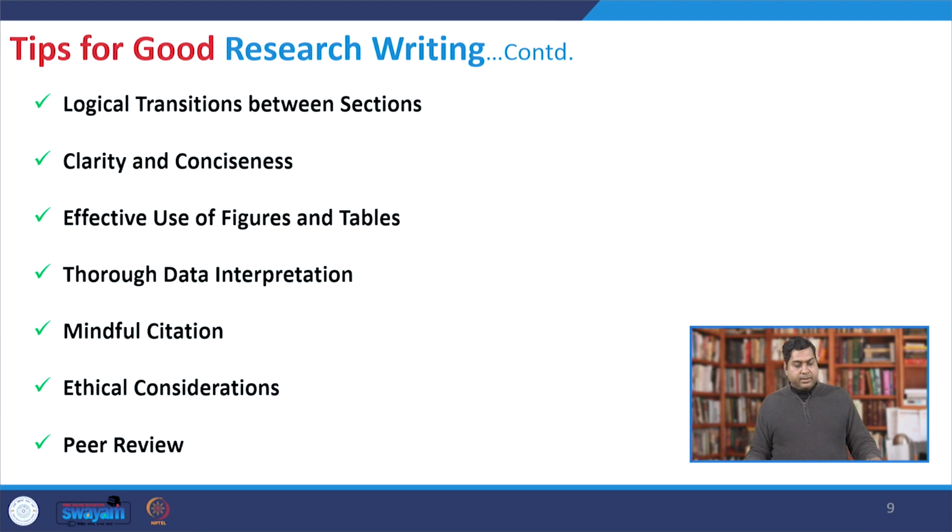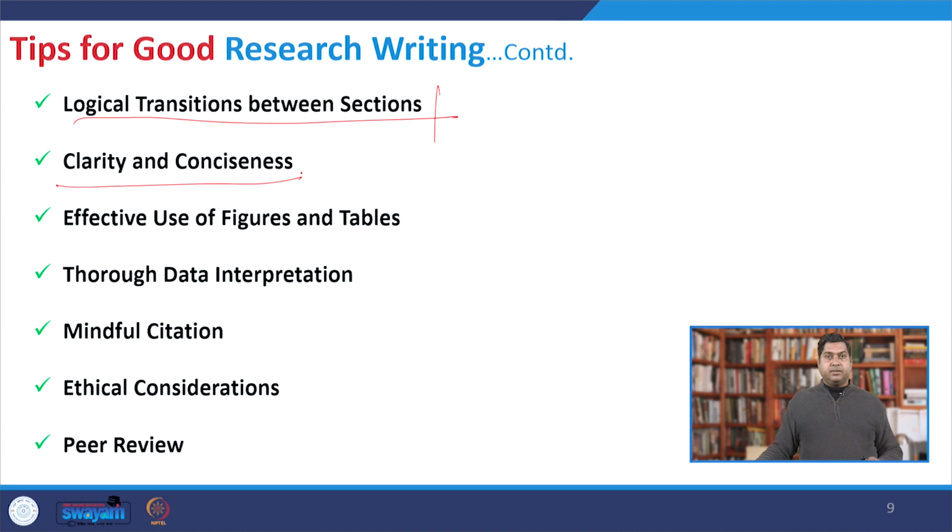Now the next thing is a logical transition between sections. If you have sections like introduction, methodology, database, data analysis and discussion, there should be a smooth transition. Each section will complement the others, where you say that data is collected, it will be further analyzed with this method, and the results are discussed in the next section. So there should be synergy, clarity and conciseness, without any ambiguity, and effective use of figures and tables to make a balance.